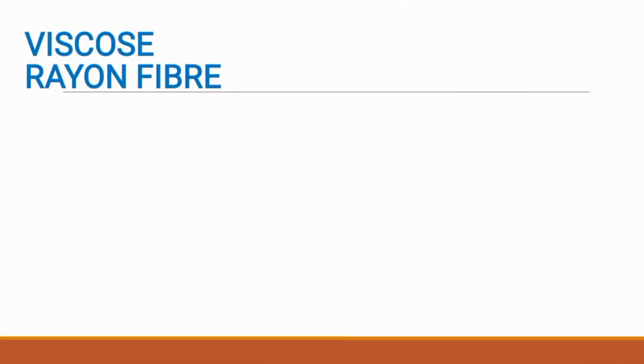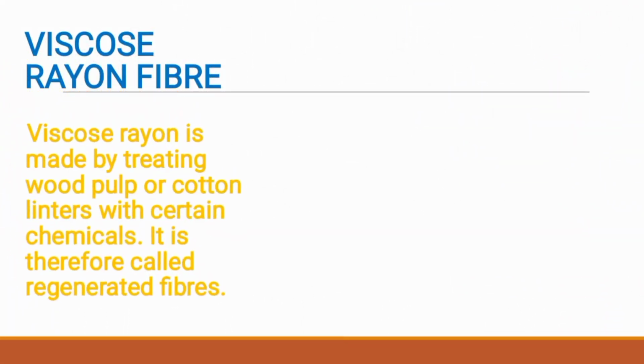Viscose rayon fiber. Viscose rayon is made by treating wood pulp or cotton linters with certain chemicals. Remember I said they are gotten from the cellulose based plants. Well, that's where they get that cellulose base. After getting it, how does it leave the natural form to the artificial form? It is when they add chemicals to it. That's what makes it not look like the natural cotton plant anymore.